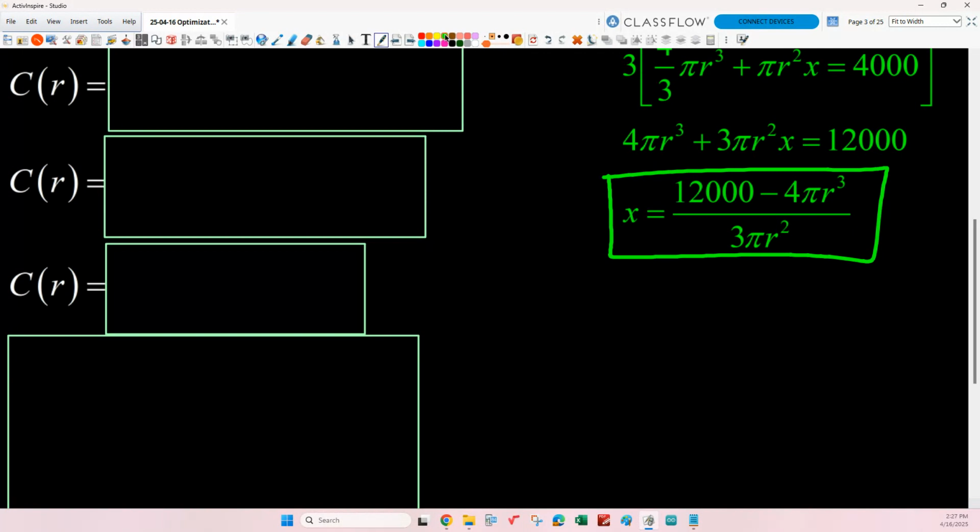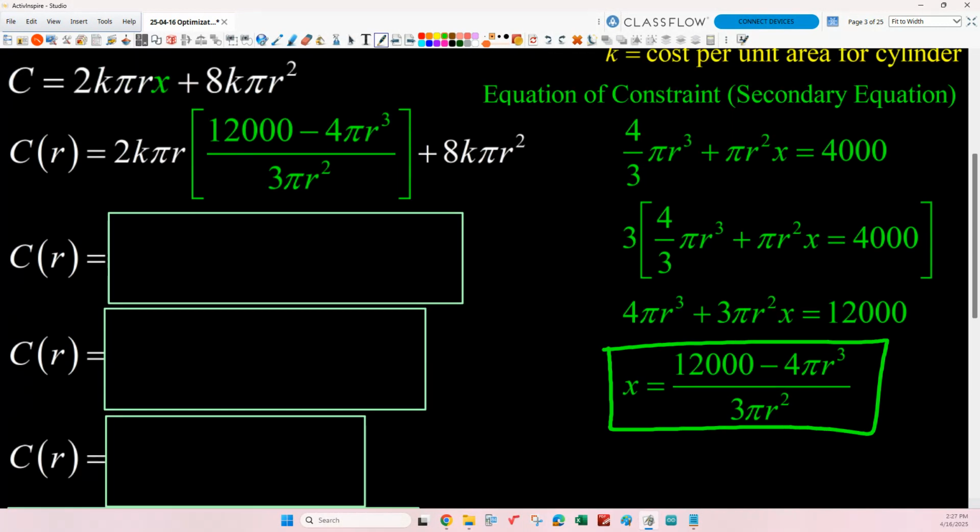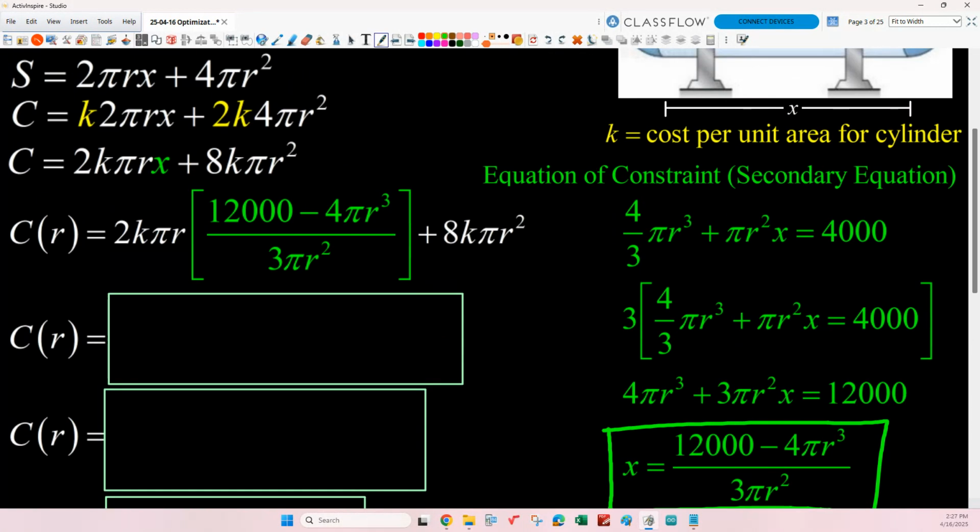So that's what I'm going to substitute. Okay, I'll just plug that in there, right? Where I had an x, I'm going to substitute that expression. Okay, now what would I do? Just a lot of algebra. I want you guys to kind of talk me through this. What would I do?